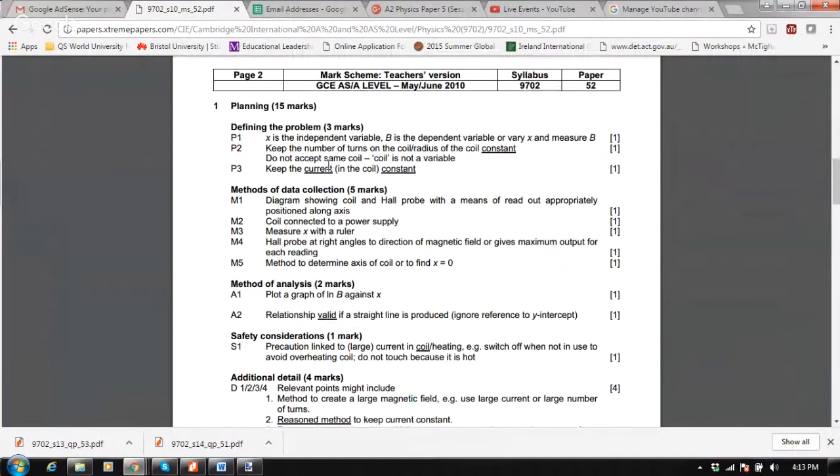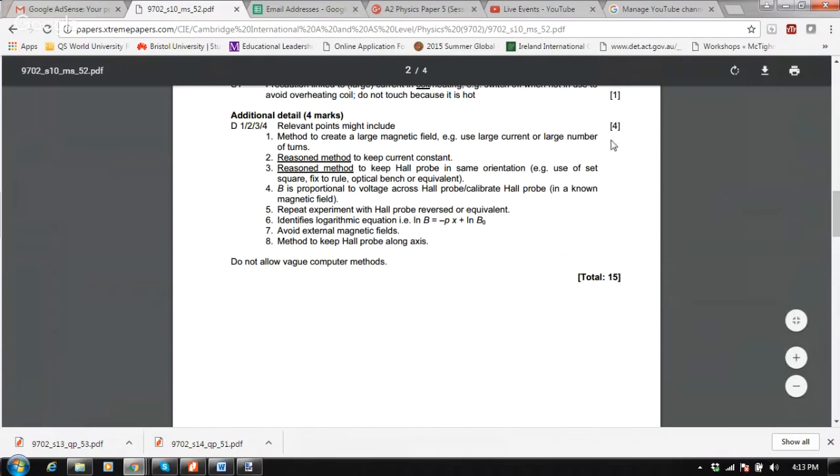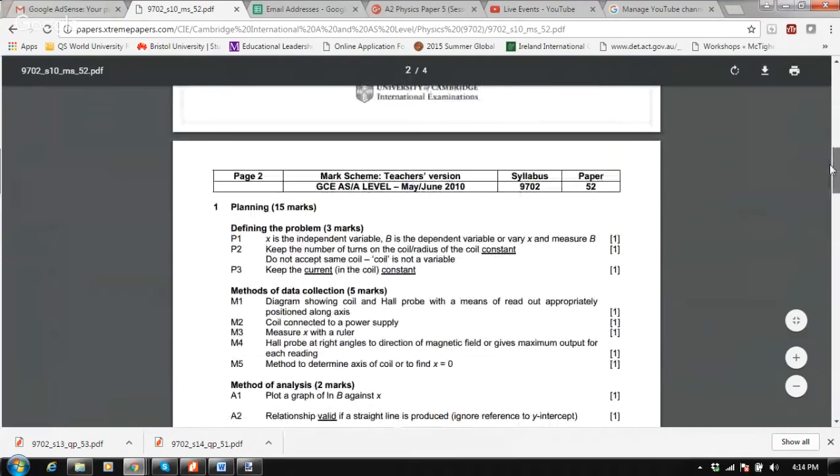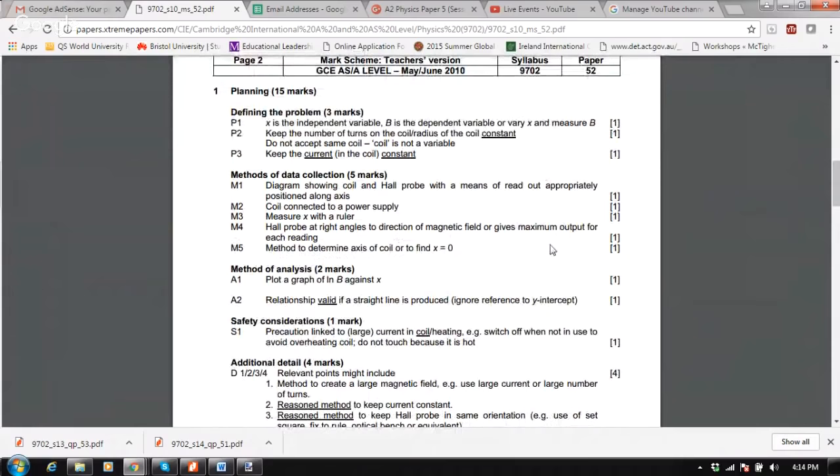अगर आप लिख देते हैं कि here is a problem, you have to get these 3 marks, you have to get these 2 marks, you have to get this 1 mark, and additional details अलग से लिखने की जरूरत नहीं है. Additional details में look at this one, like reason, method to keep current constant. अगर आपने ये बात अपने प्रोसीजर और मेजरमेंट्स में लिख दी है कि हम करंट कांस्टेंट रखेंगे और उसका रीजन भी दे दिया, और इसी तरह आपने यहाँ पे ये चीज मेंशन कर दी कि V is proportional to voltage across Hall probe, you have to write this thing in your procedure and measurements. So if you make things easy for the examiner, you will be getting these marks.